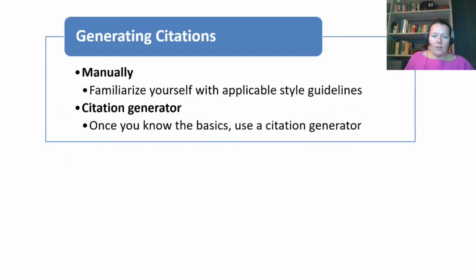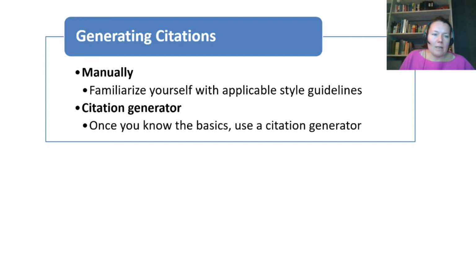So now that you know a couple tips about how to get started on APA referencing, I wanted to just let you know about the different ways that you can generate citations, whether that be your in-text citation or your actual reference list at the end. So you can do this manually, which requires a lot of familiarization with the applicable style guides. And particularly if you're using APA or there's other types of formatting, you just want to make sure that you are familiar with at least the basics.